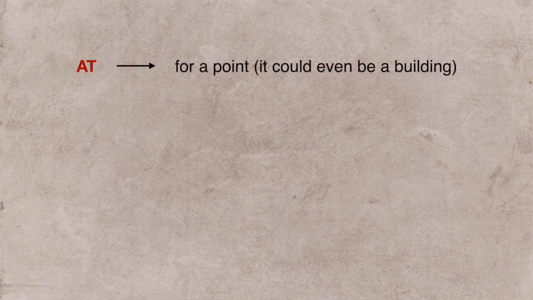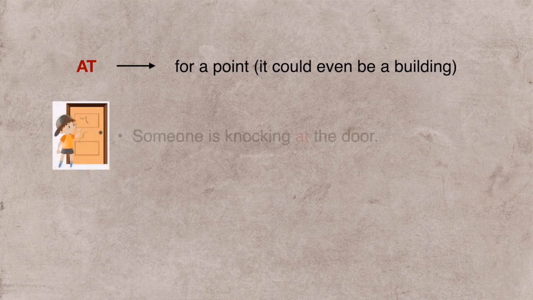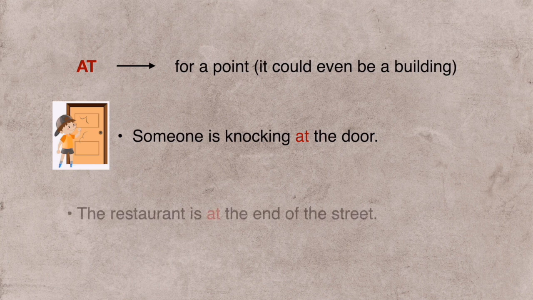Yet another commonly used preposition of place is at. At is used when referring to a point, and this could mean even a building. For example, someone is knocking at the door. Here the exact point where the knocking takes place is mentioned, so we have to use the preposition at. Another example is the restaurant is at the end of the street. The point where the restaurant is situated is mentioned here, so we have to use the preposition at. We have even more examples of prepositions of place like over, under, near, between, and so on.